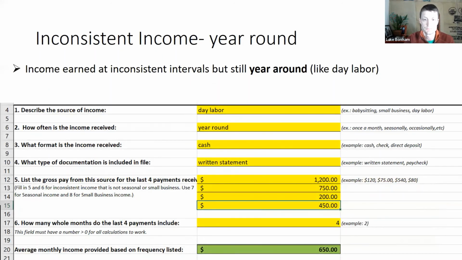On the same tab, if you're looking at year-round inconsistent income, some sources of income that are earned at inconsistent intervals but are still year-round, for example, day laborer. In this example, you would use question 1 to 4 to describe the income, and question 5 to document lump sum amounts, and question 6 to identify how many whole months the payments represent. For example, if these 4 amounts were received over a 4-month time period, put 4 in the field. If they were all received in just 1 month, enter 1. Again, this is for inconsistent income that is year-round to arrive at a monthly average.